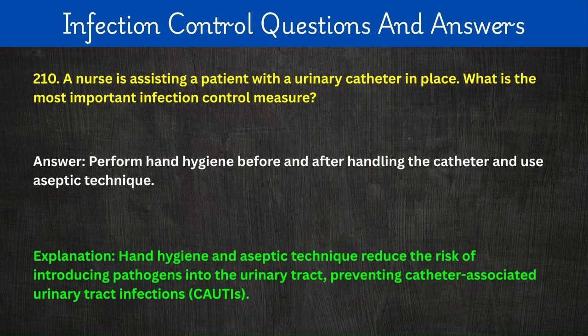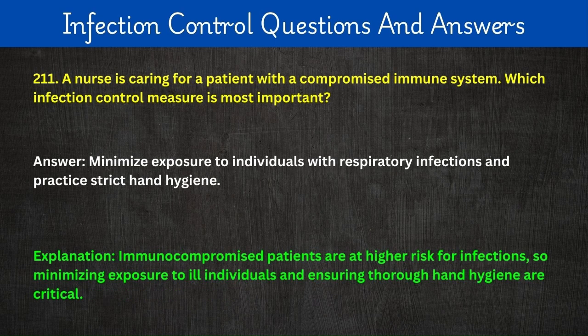210. A nurse is assisting a patient with a urinary catheter in place. What is the most important infection control measure? Answer: perform hand hygiene before and after handling the catheter and use aseptic technique. Explanation: hand hygiene and aseptic technique reduce the risk of introducing pathogens into the urinary tract, preventing catheter-associated urinary tract infections, CAUTIs.